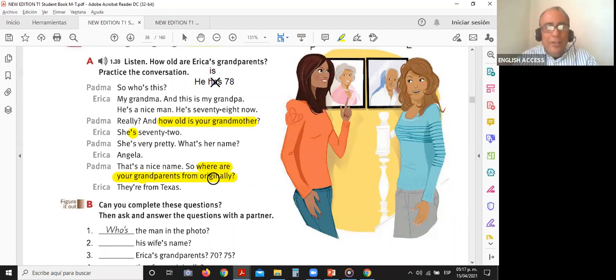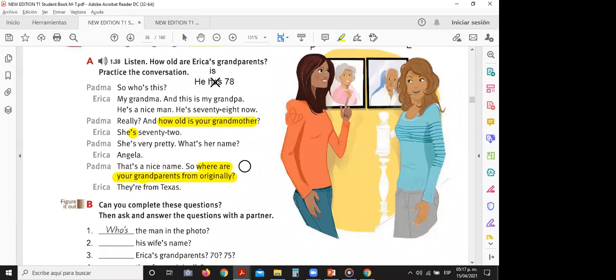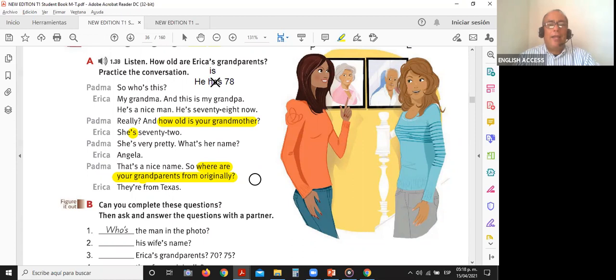For example, where are you now, Fatima? In Acapulco. Where are you now, Carolina? In Acapulco? Okay. Where are you now, Francisco? I'm in Acapulco. Where am I? I am in Querétaro. So the question here is, where are your grandparents from originally? They're from Texas. So this is a very good conversation. She's asking about the age of the grandmother and grandfather, and now where they are from.